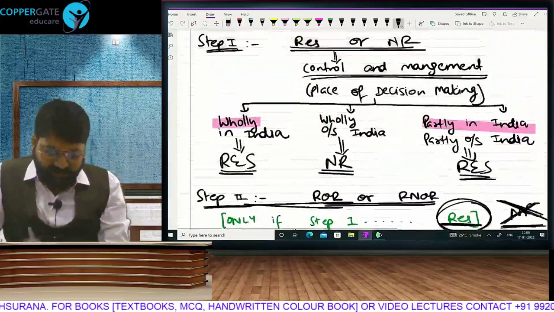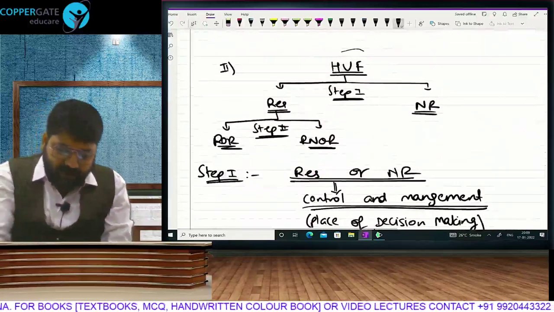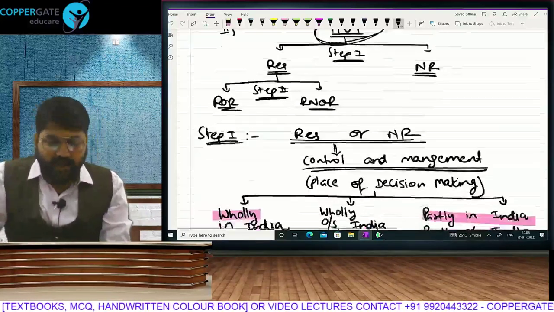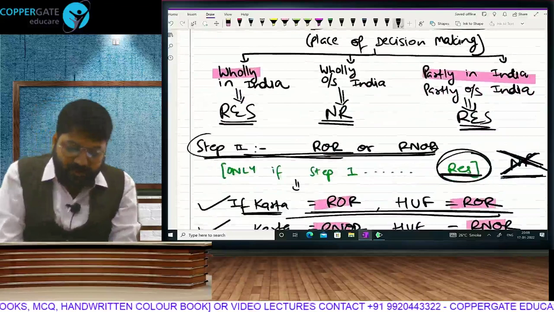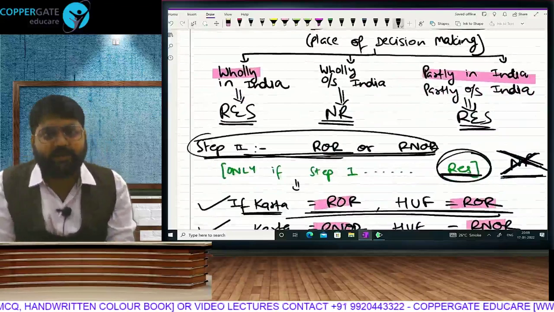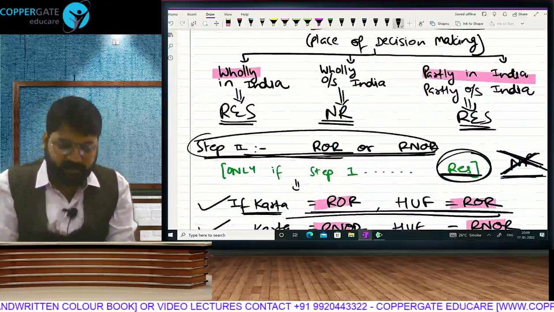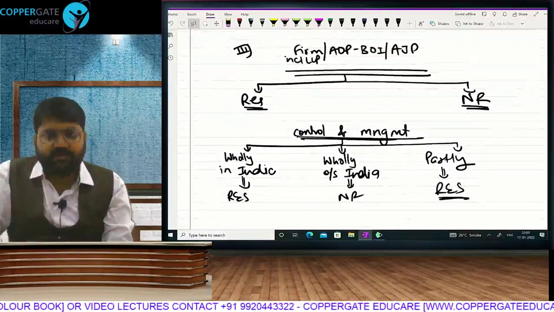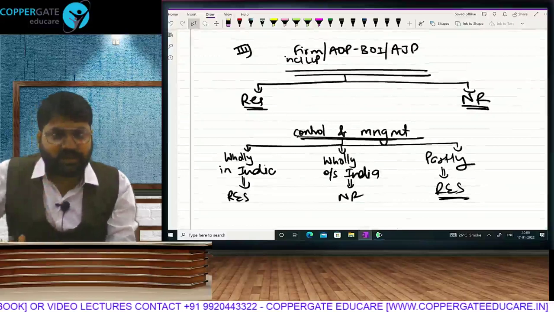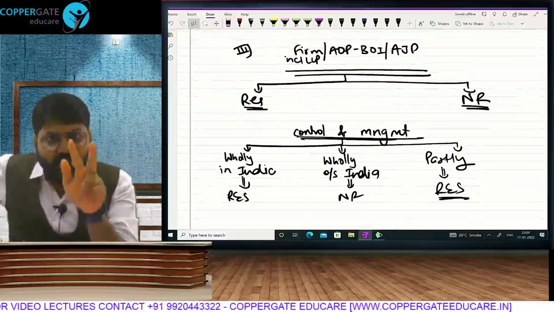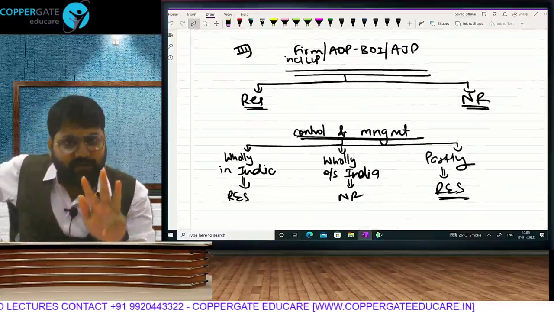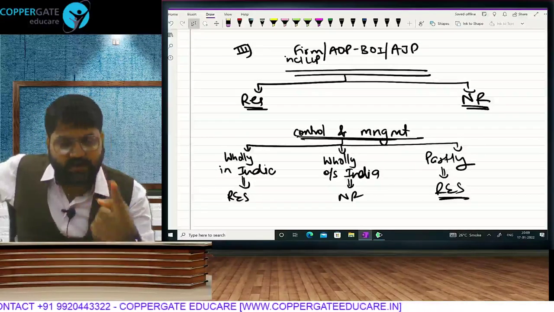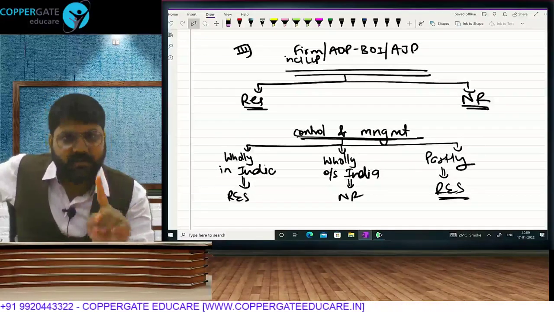I could have, come here, one second. Along with HUF, I could have also merged firm, LLP, AOP, AJP, everything here. And in step two told you that this is applicable only to HUF, other people it is not applicable. That is also possible. But then, you can take this as a revision of HUF also. Is this clear? In other words, can I say that HUF, firm, AOP, BOI, artificial juridical person, even if one decision is taken in India, it will be resident, and if all decisions are taken outside India, it will be non-resident.